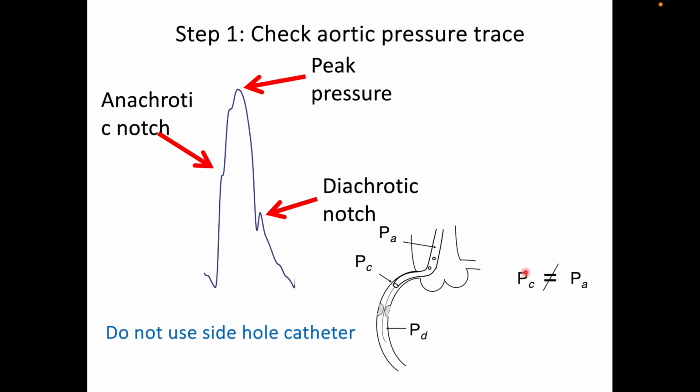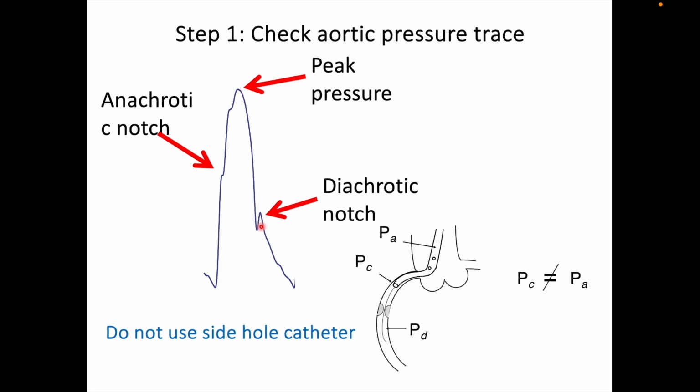Now this is the aortic waveform that you want. You've got a peak pressure, that's the peak, and then you've got the dicrotic notch. These are very important to see. Now, can you use side hole catheters for performing FFR?